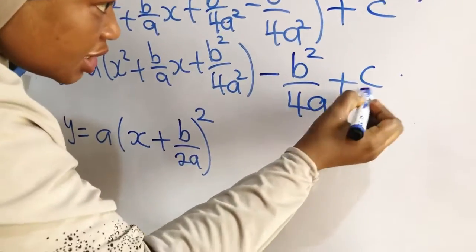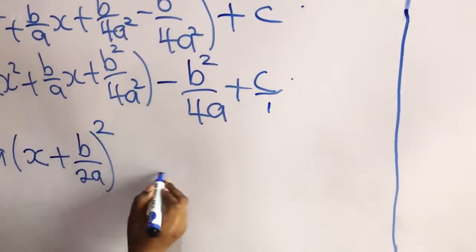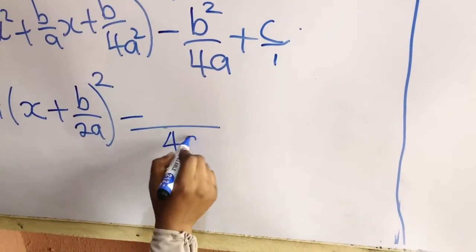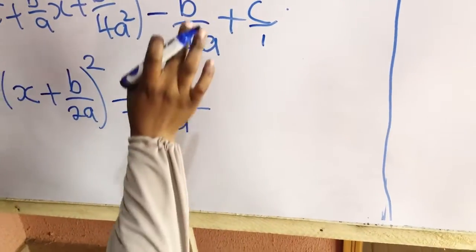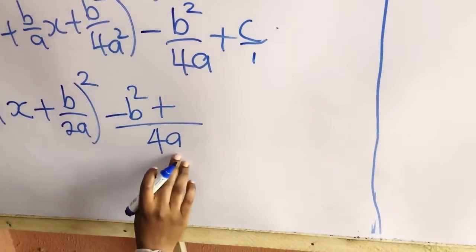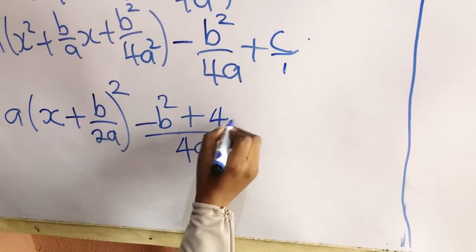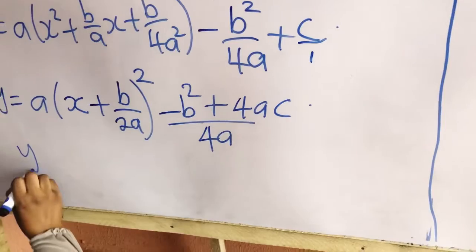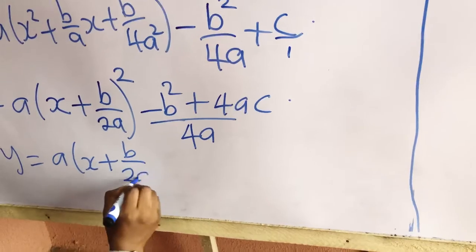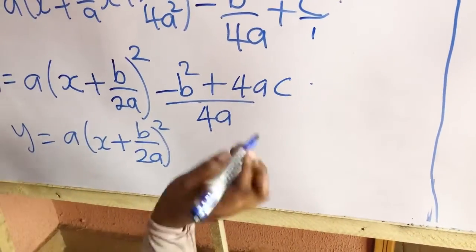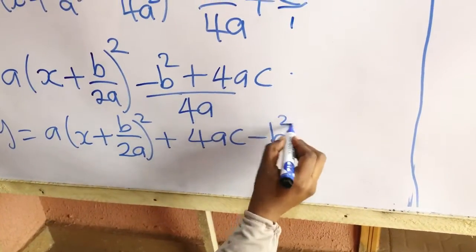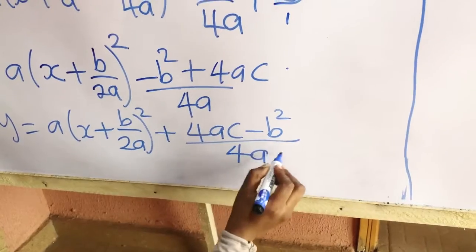Then let's simplify this one. We have the LCM of 4a and 1 is 4a. So 4a over 1: 1 multiplied by minus b squared plus 1 in 4a, 4a multiplied by c, 4ac. So y is equal to a into x plus b over 2a, squared, plus 4ac minus b squared over 4a. So I want to rewrite it. You can see I have not changed anything.